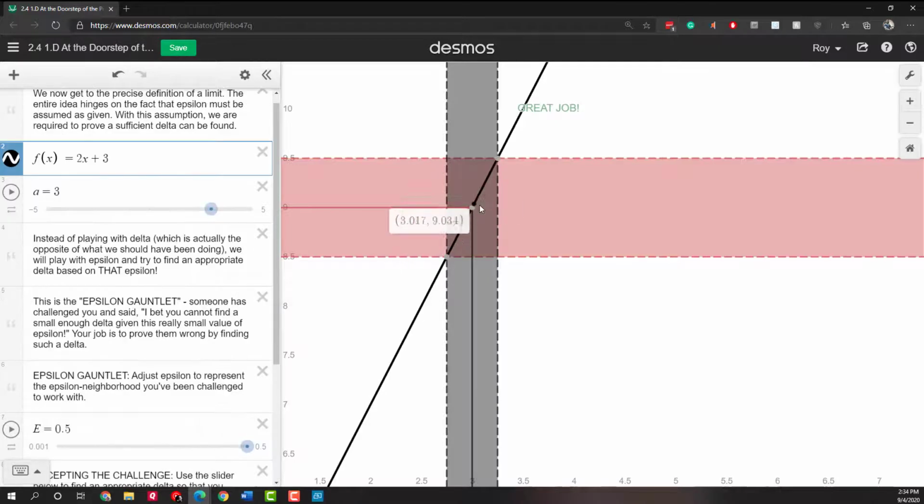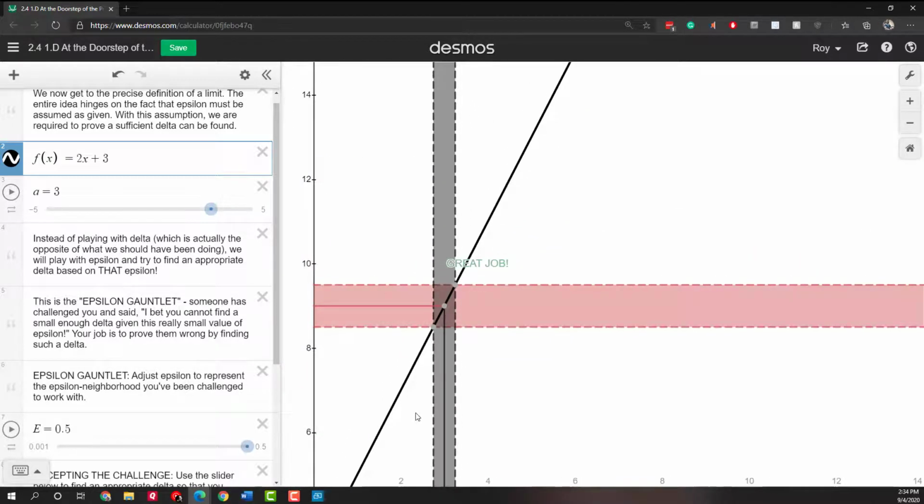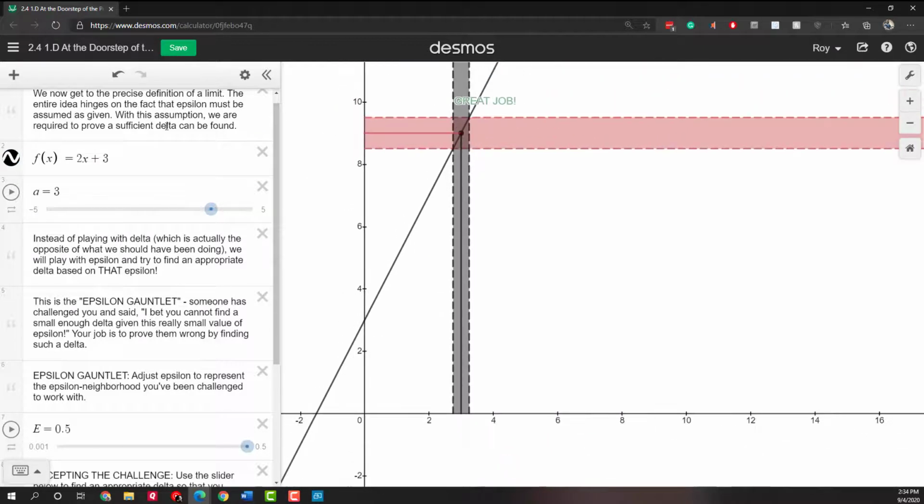All x values in there land within this region. Their y values do. And you can see it is almost a 0.25, isn't it? It's very close. In fact, if I click on it, yep, that's a 0.25. That's our delta as a 0.25 right there. That's our job. And now that you can see that, you can play with this.